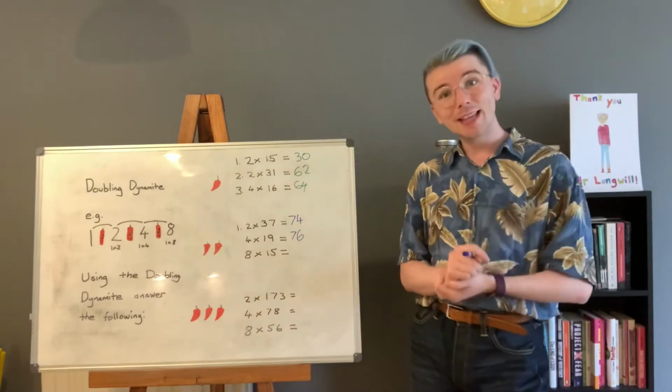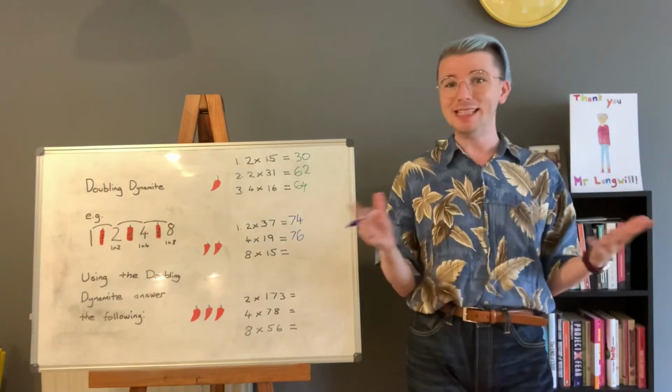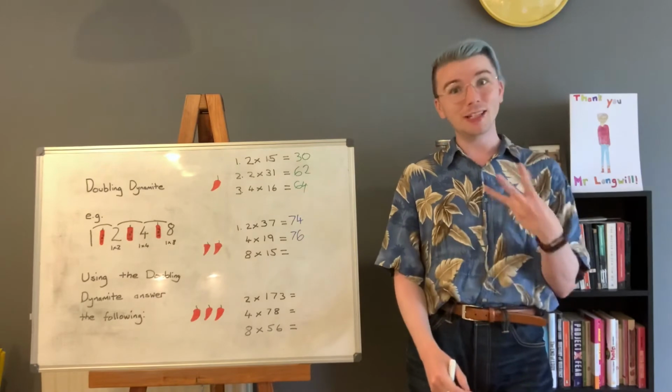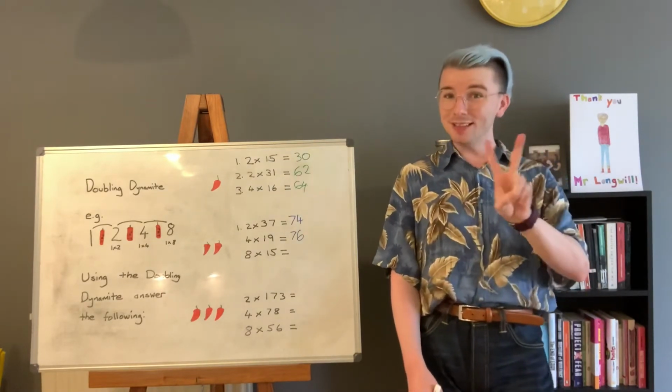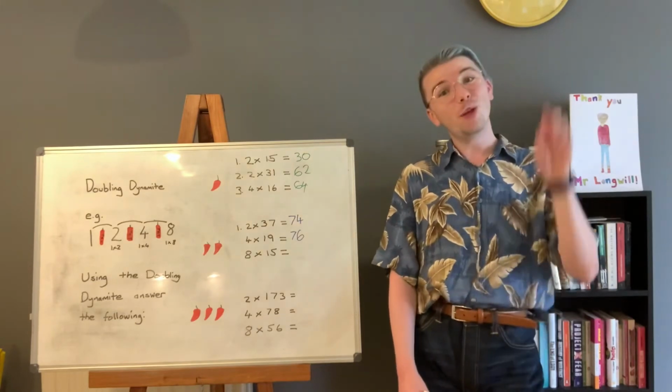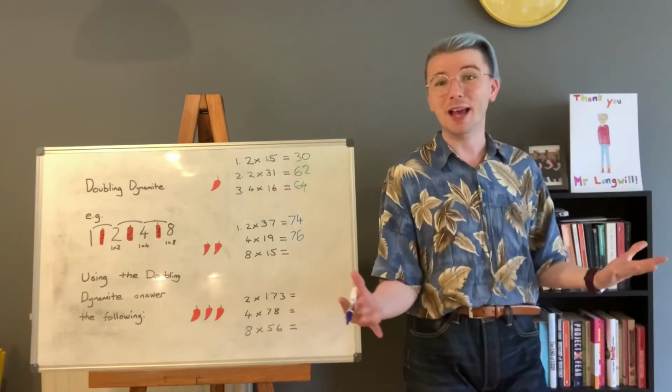In the problem 8 times 15, how many times will we need to double? We'll need to double 3 times, because if we double once, that's multiplying by 2. If we double twice, that's multiplying by 4. And if we double 3 times, that's the same as multiplying by 8.